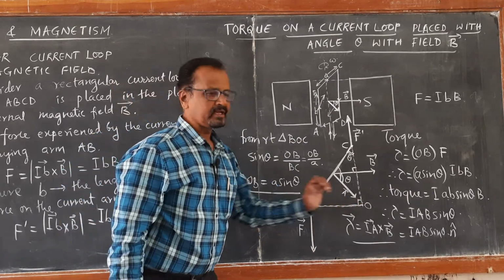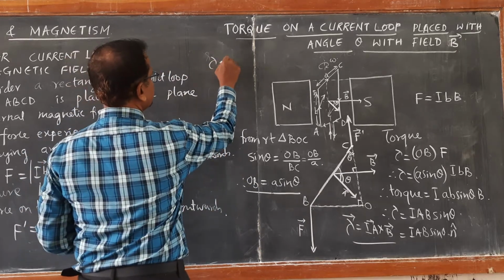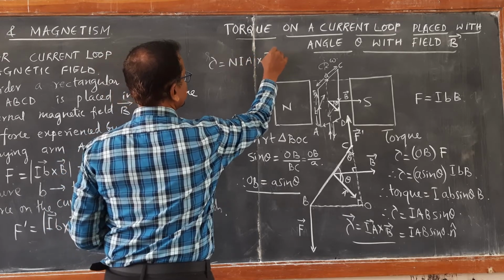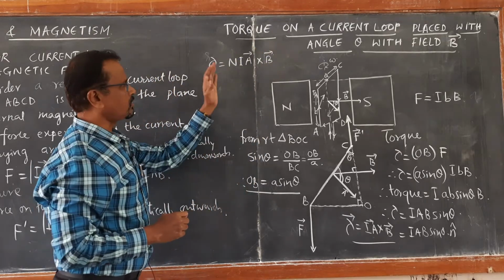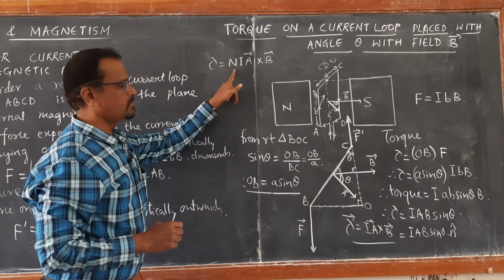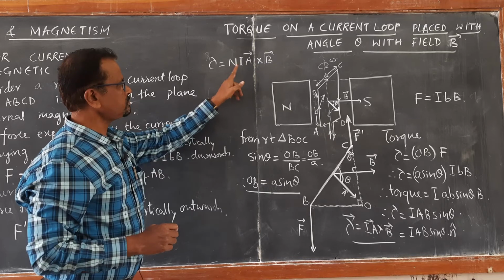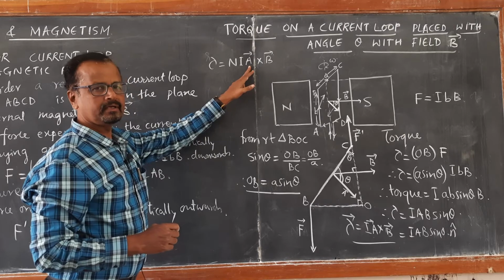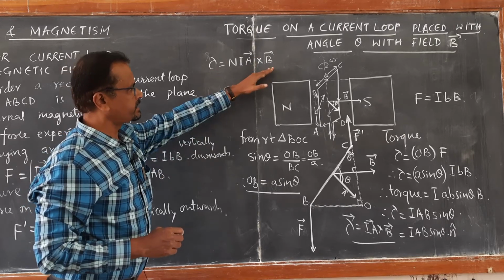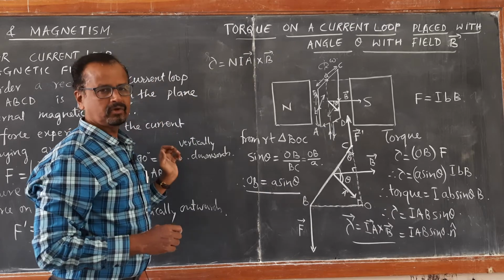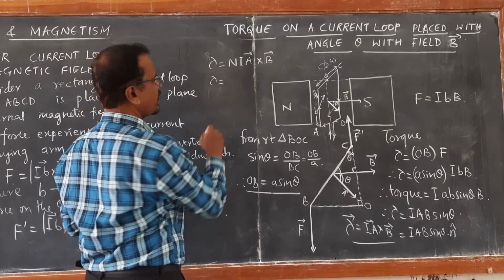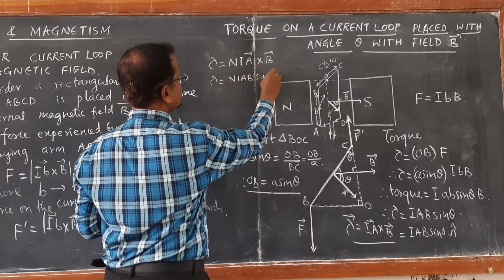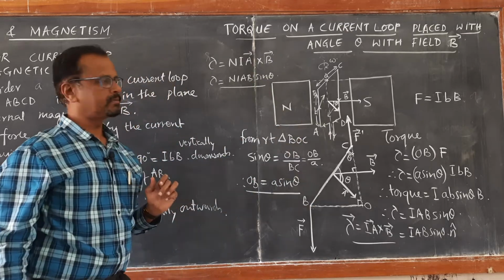If it consists of N number of turns, then torque for N number of turns becomes NIA cross B, right? So torque will be increasing. More the number of turns, more is the torque. Larger the strength of the current, higher is the torque. More the area of the loop, more is the torque. Higher the strength of the magnetic field, more is the torque. And again this torque depends on angle of orientation theta. So NIAB sin theta, right? This is how we speak about the torque.